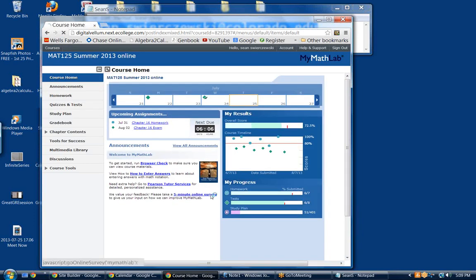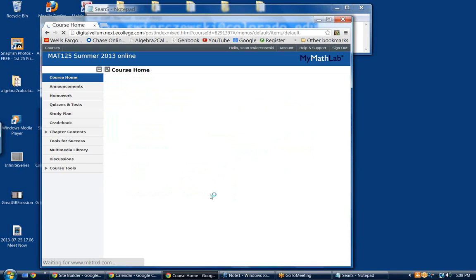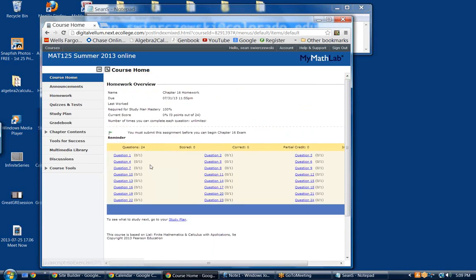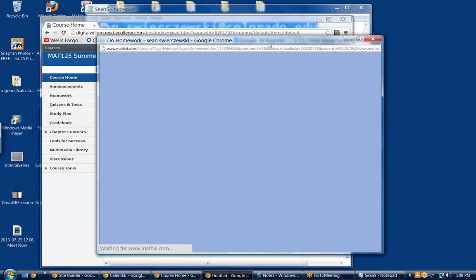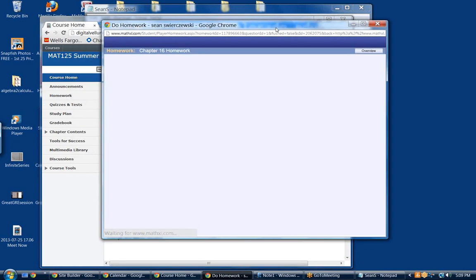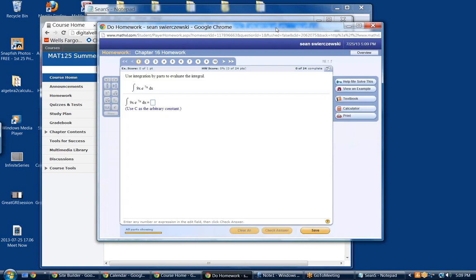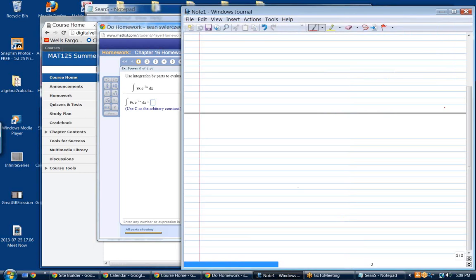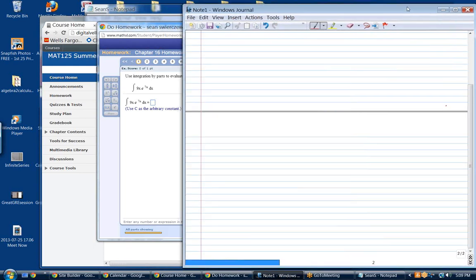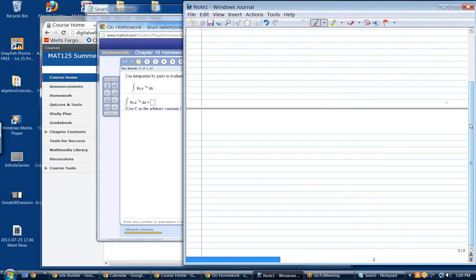A new chapter, huh? Yep. What are we doing here? More integration? Is this volumes of solids of revolution yet? I don't know. I actually haven't had a chance to look at it yet. Okay. Oh, integration by parts. Okay, cool. Integration by parts is probably the toughest thing you've learned yet.